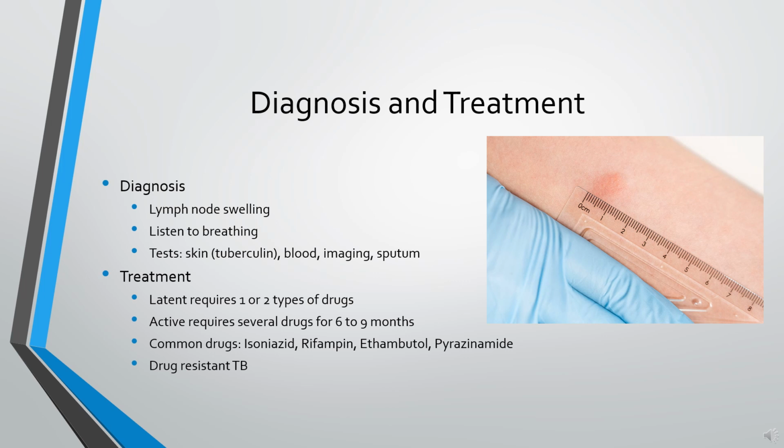Treatments for TB depend on whether it is a latent or active infection. For latent infections, a patient may only need to take 1 to 2 types of TB drugs at a given time. Conversely, active TB requires several drugs for at least 6 to 9 months. Some of the most common TB drugs include isoniazid, rifampin, ethambutol, and pyrazinamide. For drug-resistant TB infections, an antibiotic regimen of fluoroquinolones and injectable medications are implemented over the course of a 10 to 20-month period.